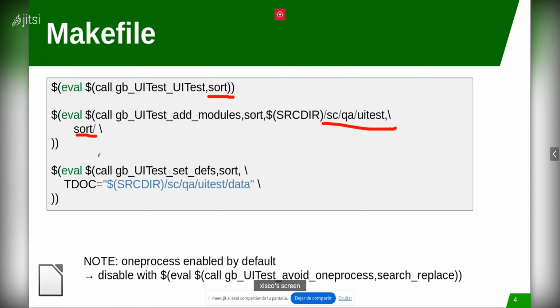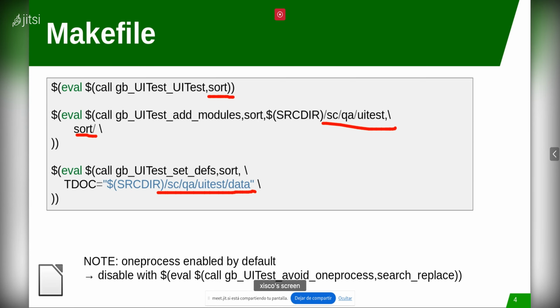In this case, every Python document that we put inside this folder is going to be executed. And finally, we have to define this tdoc variable, which is basically where the documents are going to be if we need to open a document with the UI test.